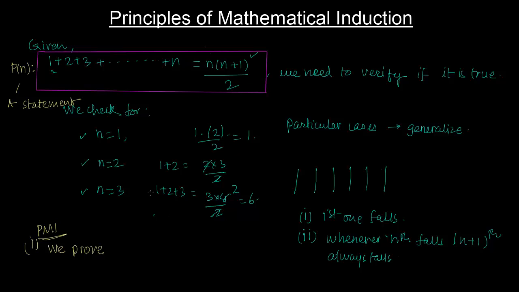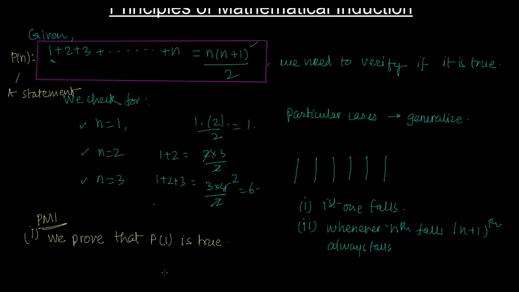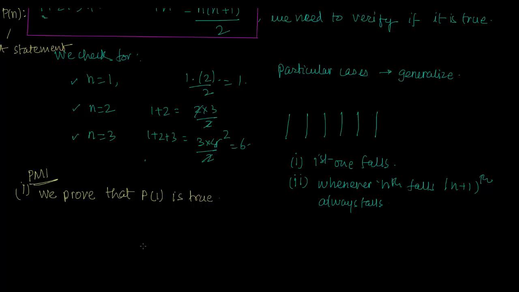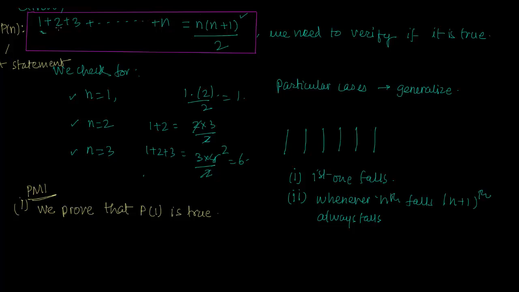And we prove that P(1) is true. So what do we mean by that? By saying that P(1) is true, we mean we put n is equal to 1 on the LHS and n is equal to 1 on the RHS. So what happens? P(1) is 1 is equal to 1 into 1 plus 1 upon 2. It implies that 1 is equal to 1 into 2 by 2.